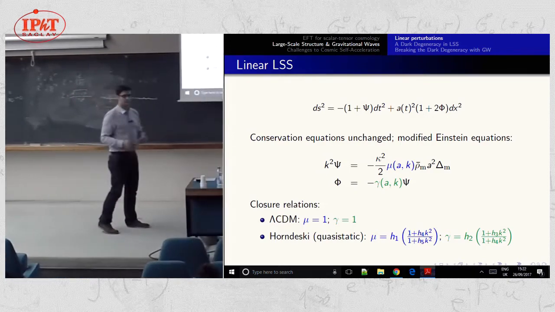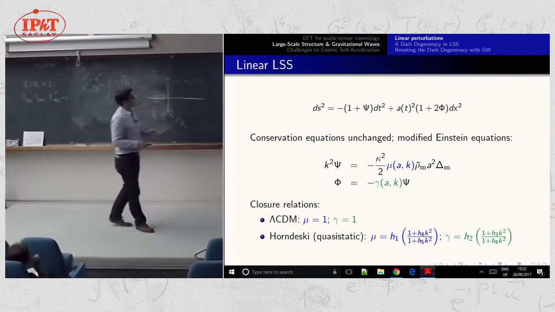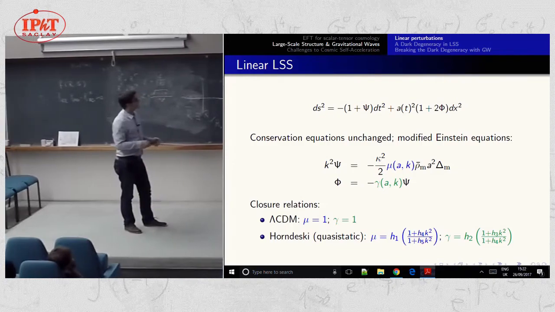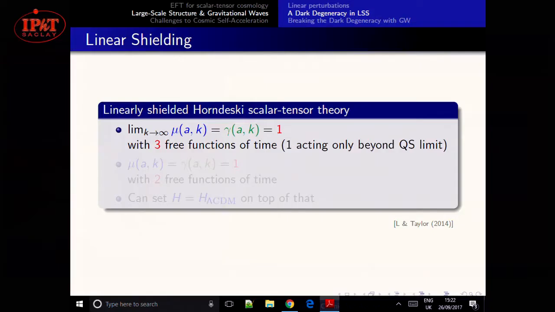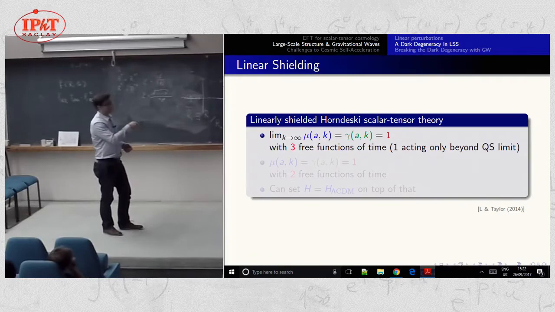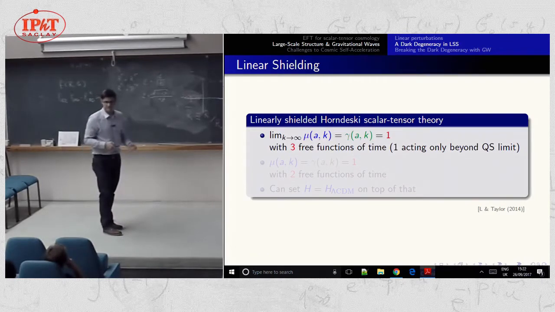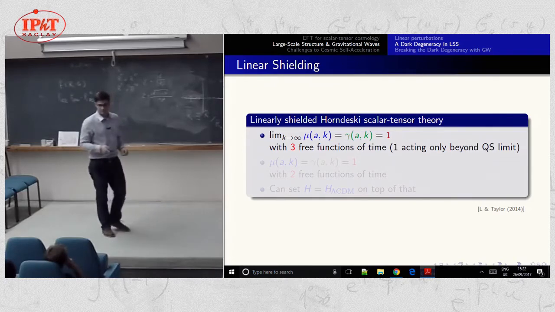You can rule it in or rule it out. Unfortunately, it's not as easy, as simple, as we'll just show in the next slide. So let's just do this more systematically here. You can go to the small scale limit in mu and gamma, and you get 2 constraints. So for 5 functions, it reduces to 3 free functions in this EFT formalism for Horndeski theory.